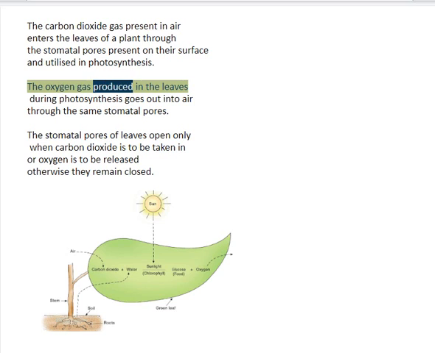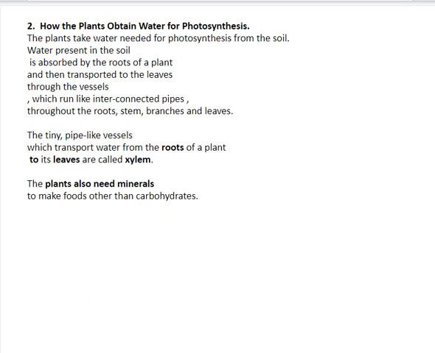The oxygen gas produced in the leaves during photosynthesis goes out into air through the same stomatal pores. The stomatal pores of leaves open only when carbon dioxide is to be taken in or oxygen is to be released. Otherwise they remain closed.